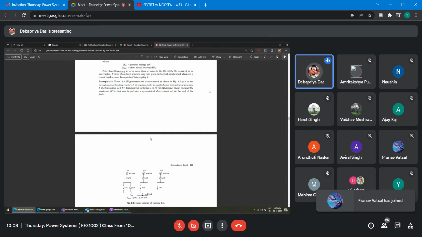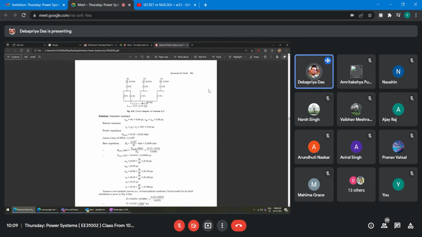I mean, you have to find out the maximum MVA. If you find the fault current and multiply by the voltage, then automatically you will get the MVA rating. Looking at this, the fault has occurred here, this is the fault point. And this CB stands for circuit breaker. This is A, this is B, this is C. So the generator reactance is 8%, 8%, 8%: XAG, XBG, XCG, all 8%. And the MVA ratings are 40 MVA, 50 MVA, and 30 MVA.